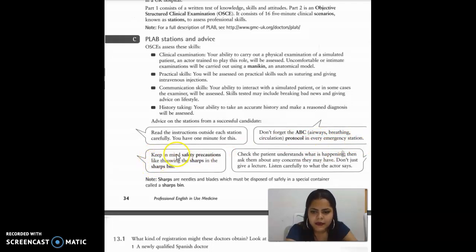Keep in mind safety precautions like throwing the sharps in the sharps bin. Check the patient understands what is happening, then ask them about any concerns they may have. Don't just give a lecture, listen carefully to what the actor says.